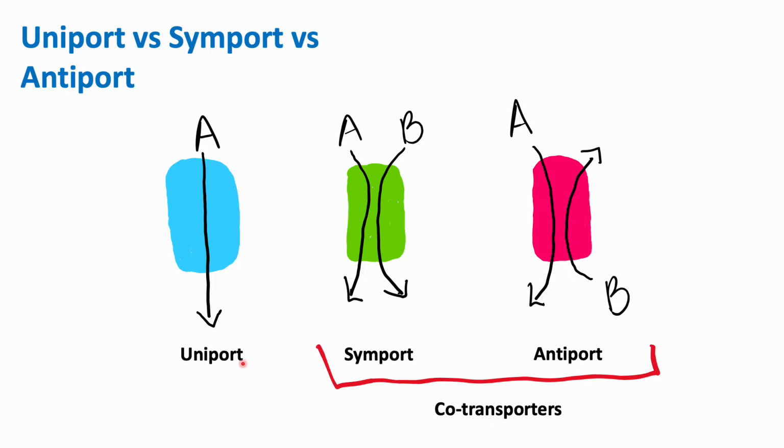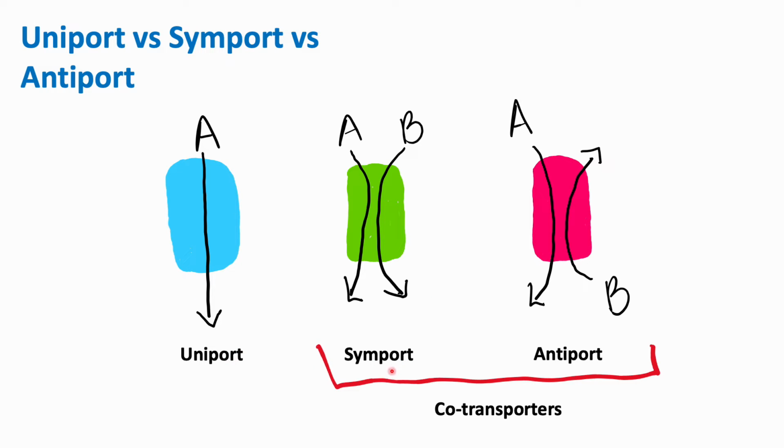Uniport is going to allow a molecule to move from one area to another area in one direction. So here we can see that molecule A is going to move from here to here, and it's going to move alone. There is no other molecule coming with molecule A, and molecule A is moving in one direction.